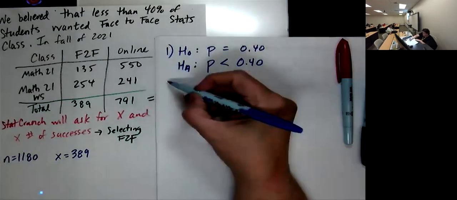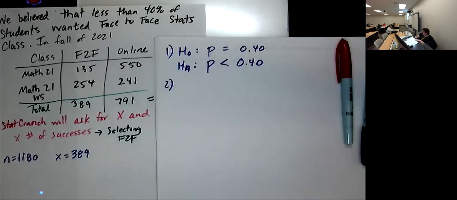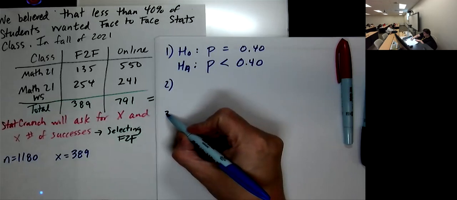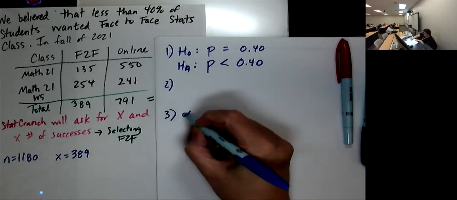Step two is to put this in StatCrunch and get the information. Step three is identifying alpha.